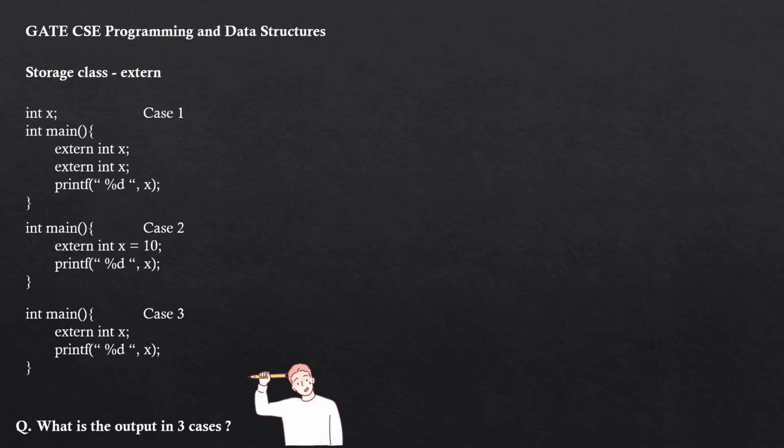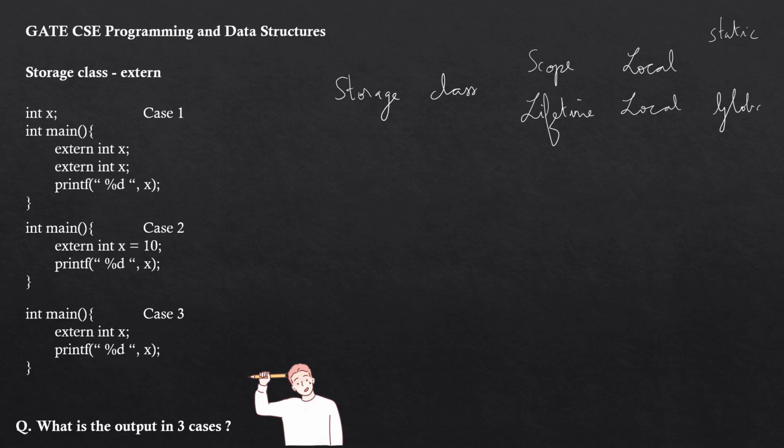So today we're going to study a new storage class. In the previous storage classes, we had the scope and the lifetime. For auto and register, the scope was local and the lifetime was local, and for static, we saw that the lifetime was global. Now, extern is a bit different. It has global scope and global lifetime.